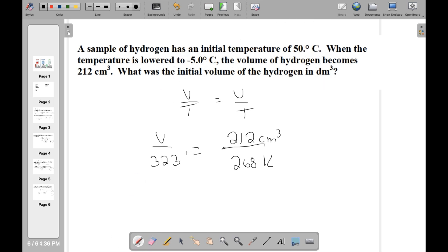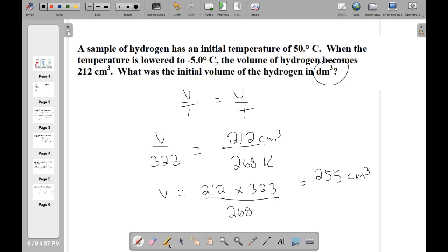So I need to rearrange this. I got volume equals 212 times 323 divided by 268. Now, if I do the math there, I actually get 255 centimeters cubed. But they want the answer in decimeters cubed, so what do I do now?